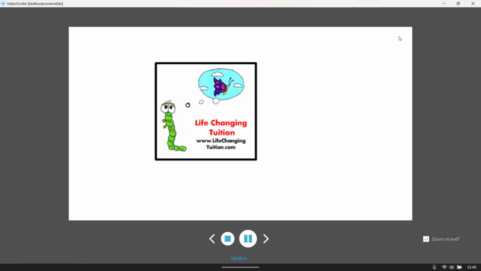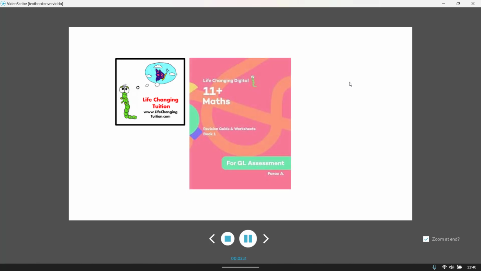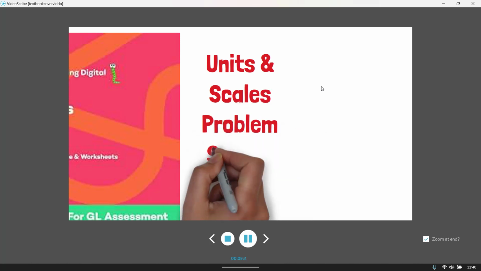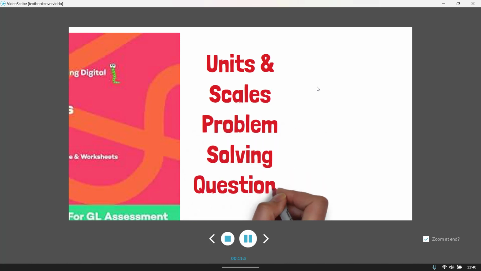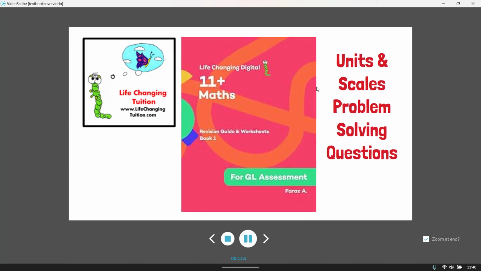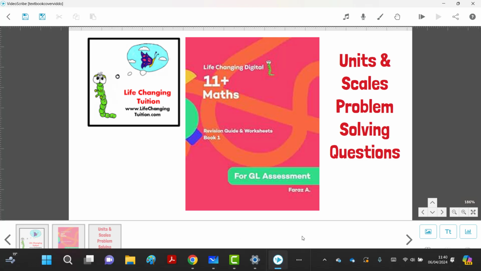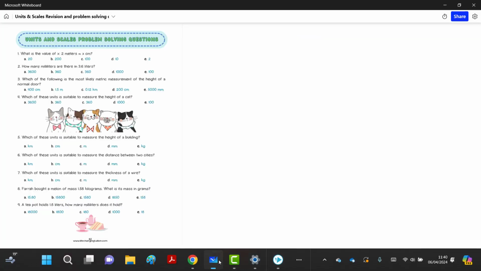We're going through the topic of units and scales, units and scales problem solving. Now, I don't think there are any revision questions, so we're just going to jump straight into the units and scales problem solving. So you must know your units and memorize them, and how to convert from one unit to another unit. And finally, we go through scales. So let's jump straight to the whiteboard.